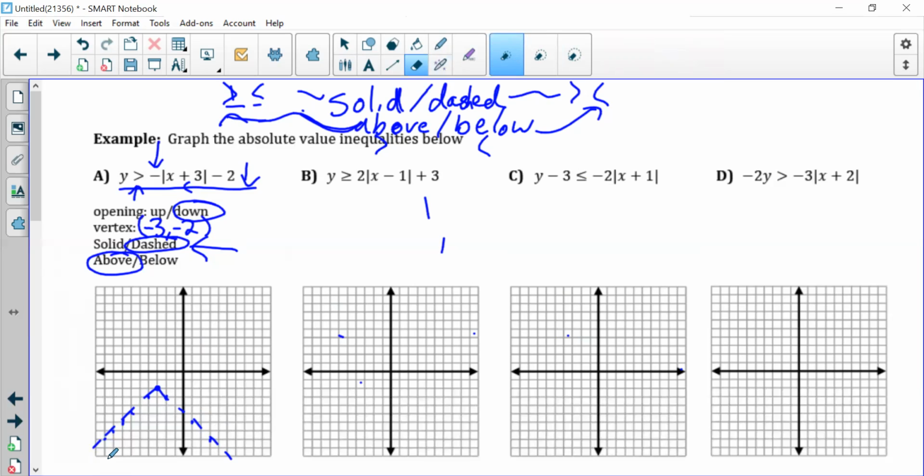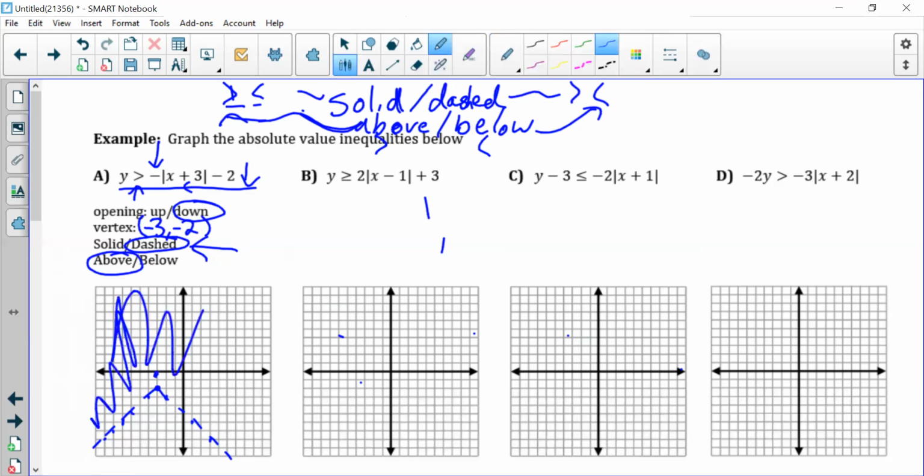All right, so now it's a dashed line. Going back, I need to shade above. So looking at the vertex, okay, look at the vertex. What is above the vertex? Well, that's here. All right, so I'm going to shade everything on that side. All right, next, let's do the next one.